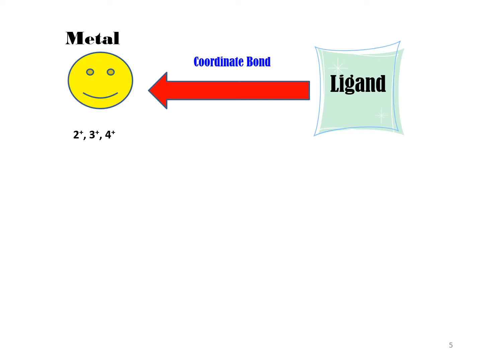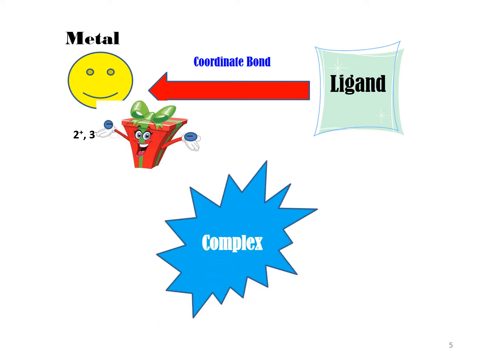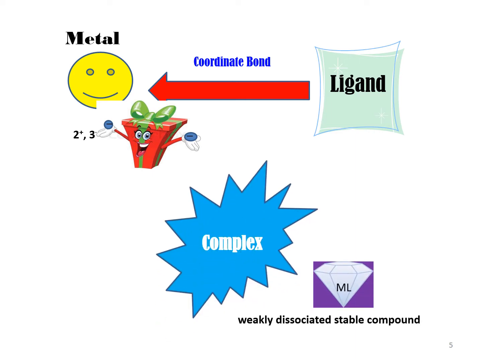Simple diagrammatic form: the central metal ion, which is usually positively charged, either 2, 3, or 4 positively charged, with a ligand which donates a lone pair of electrons to form a coordinate bond, thus forming a complex which is a weakly dissociated stable compound.